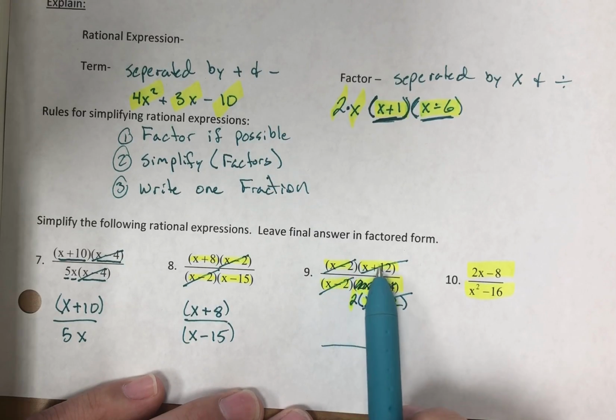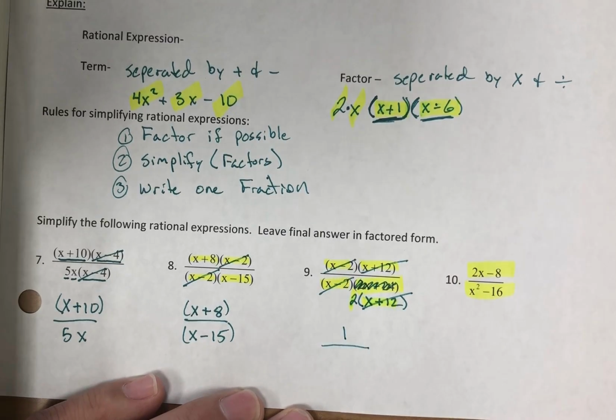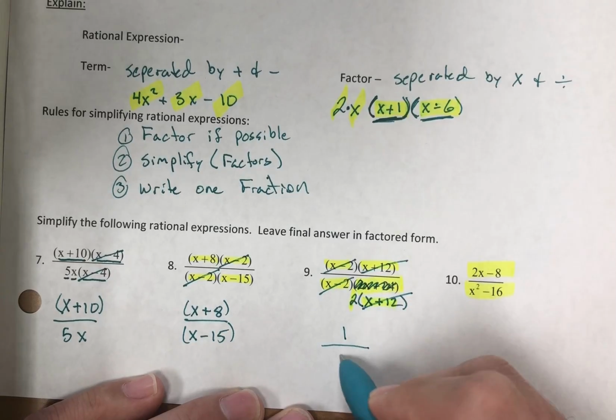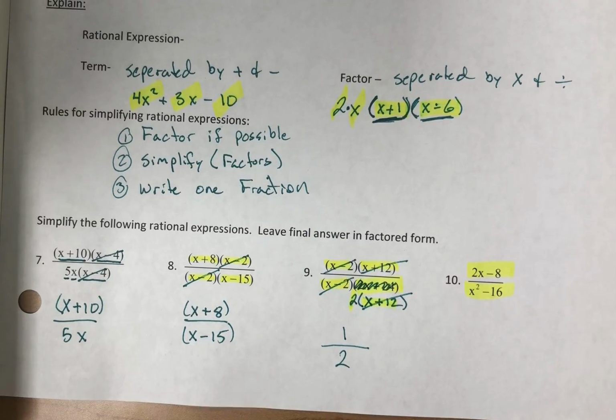When everything cancels in the numerator, it becomes 1. And then I have a 2 left over in the denominator, so my answer here is 1/2, simplified answer.